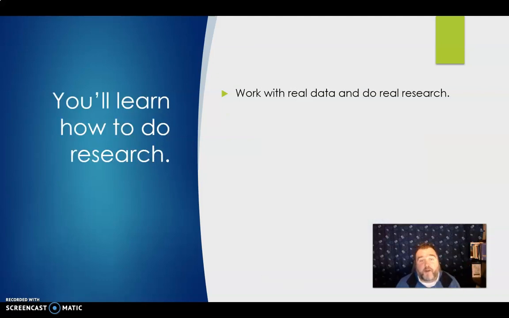You'll learn how to do research. You'll work with real data. You'll do real research. And you're going to learn how to do real data analysis. Even if you don't want to go on to grad school, if you want to have a job where you do anything quantitative, you're going to need to have some data analysis skills. This is a chance for you to put those skills to work and maybe even generate a writing sample to show people what you can do.